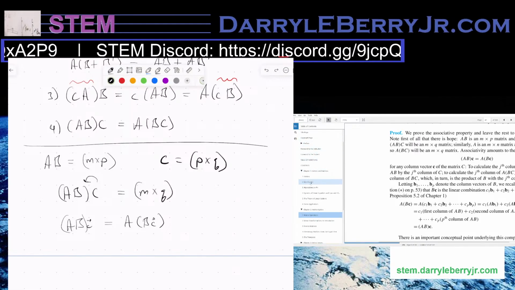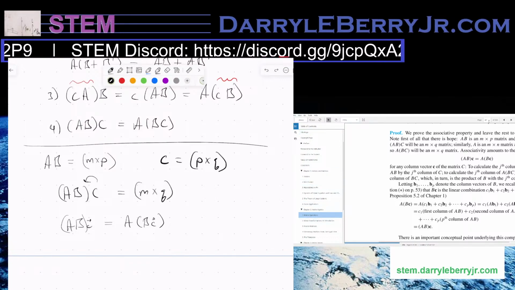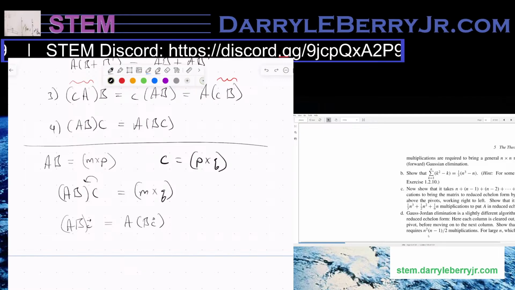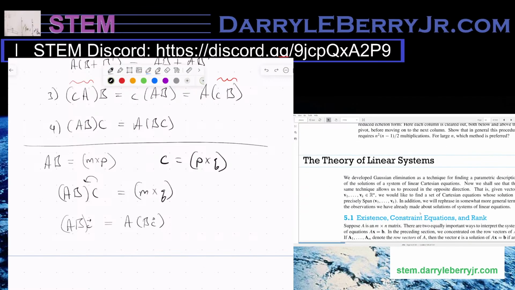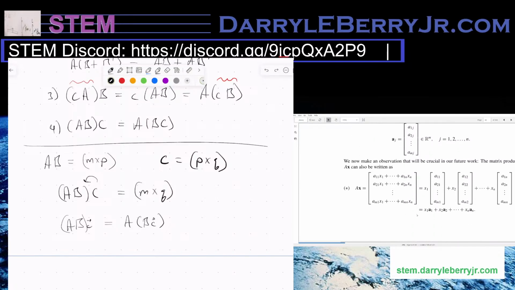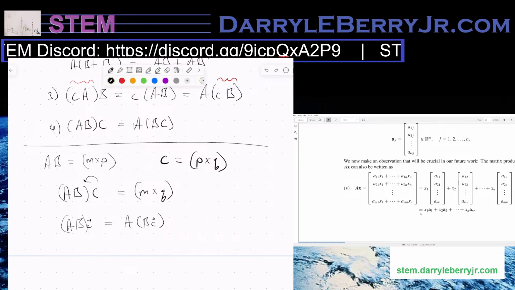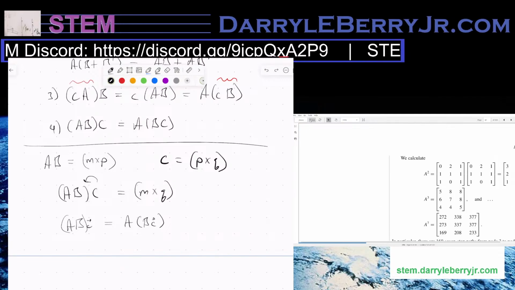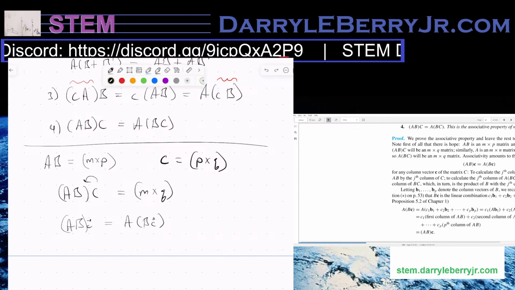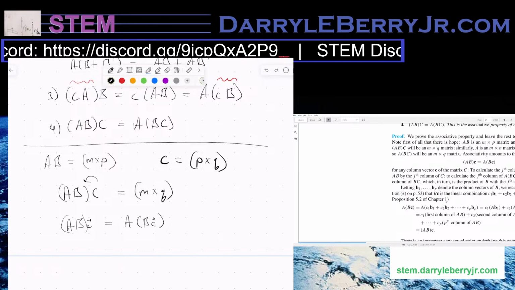I need to go back to proposition 5.2 of chapter 1. Let's go to page 53. Oh, I see. This is A times X. They must have left that out or something. Well, that's what they mean. That's not a scalar, that's a vector. I thought that was a scalar. Okay.